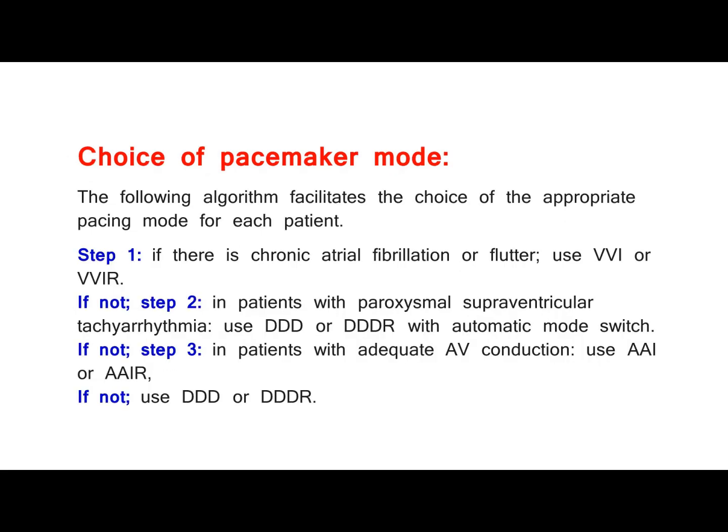Choice of pacemaker mode. The following algorithm facilitates the choice of the appropriate pacing mode for each patient. Step 1. If there is chronic atrial fibrillation or flutter, use VVI or VVIR. If not, Step 2, in patients with paroxysmal supraventricular tachyarrhythmia, use DDD or DDDR with automatic mode switch. If not, Step 3, in patients with adequate AV conduction, use AAI or AAIR. If not, use DDD or DDDR.